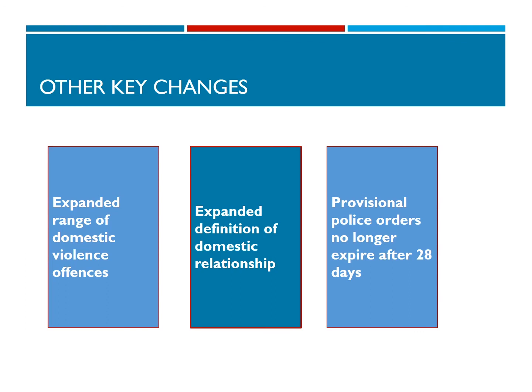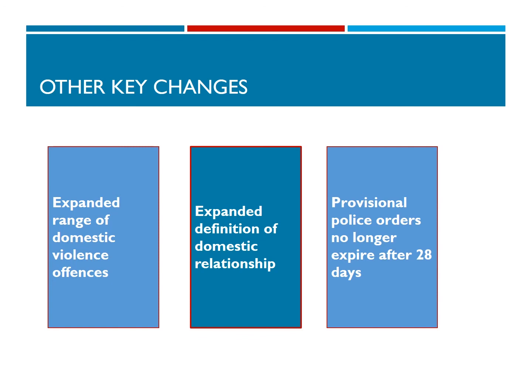Secondly, there's an expanded definition of domestic relationship to cover the relationship between a current and former partner of an individual. This means that a woman's current partner can be protected by an ADVO taken out against her ex, even if she herself is not a victim of domestic violence.